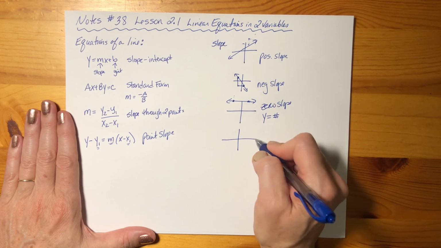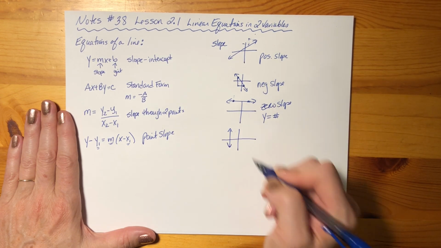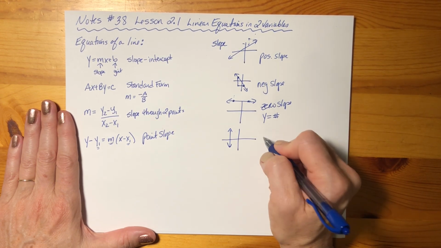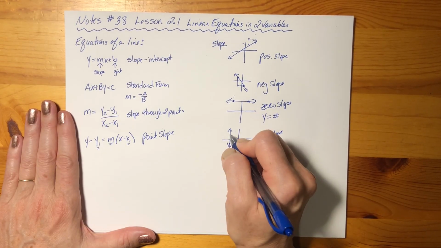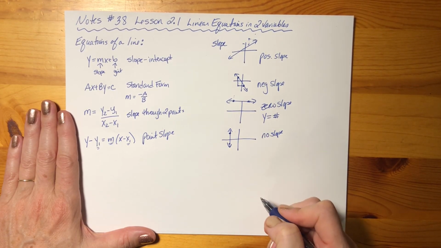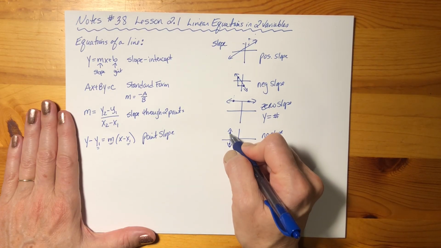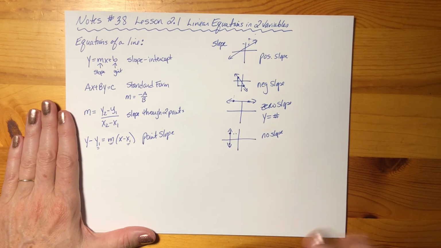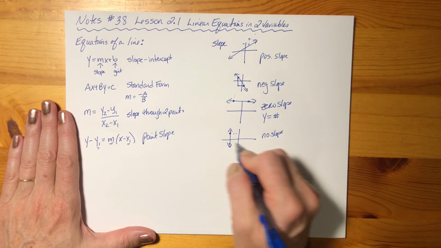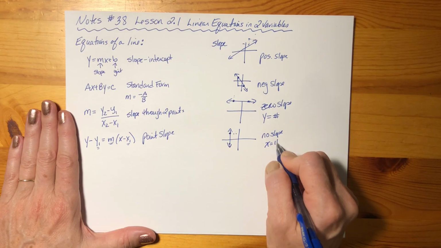And then you could also have a vertical line, and this would be a line that has no slope. So if you're standing here and I'm standing here and I need to get from one point to another, I would rise, but I would not run. So I would have up 5 and to the right 0. 5 over 0 doesn't exist, so we wouldn't have that. And the equation of that line would look like x equals some number.